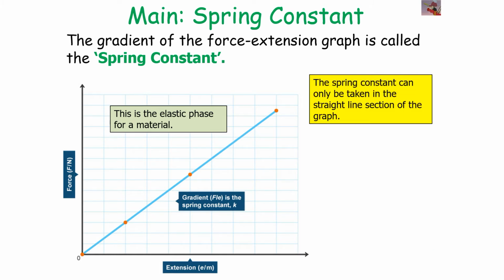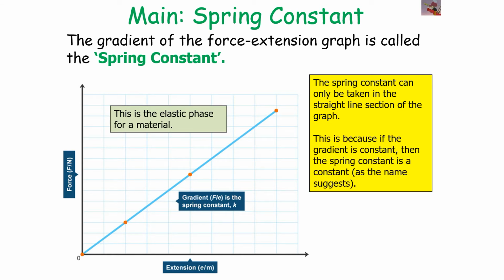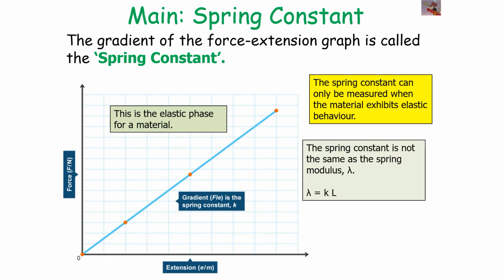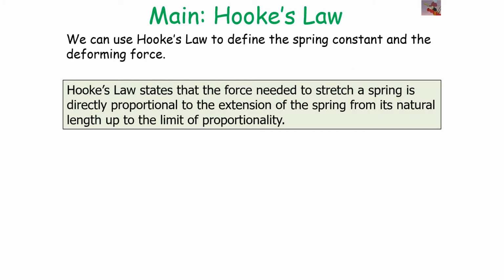Now the spring constant can only be taken in the straight line section of the graph, because if the gradient is constant, then the spring constant will be a constant. So the spring constant can only be measured when the material exhibits elastic behavior. Now just to clarify, the spring constant is not the same as the spring modulus, which is only considered in A-level mathematics.